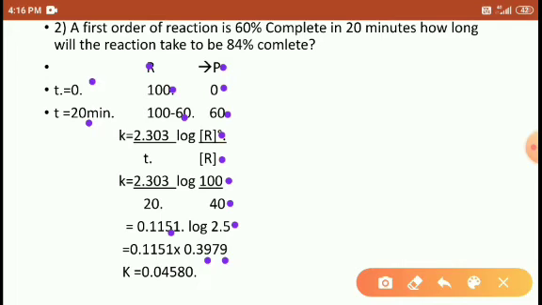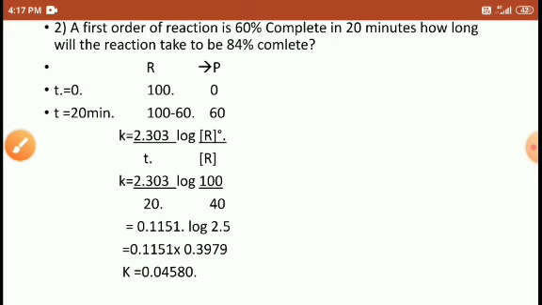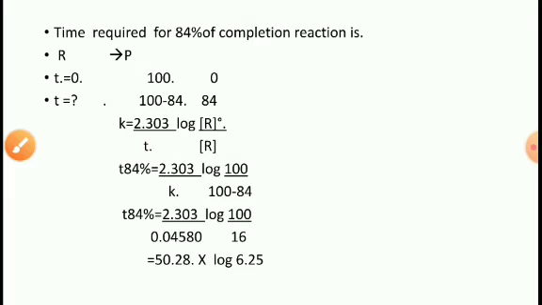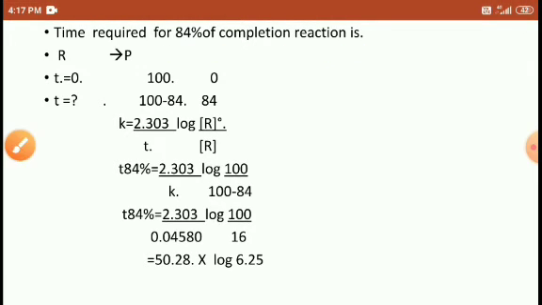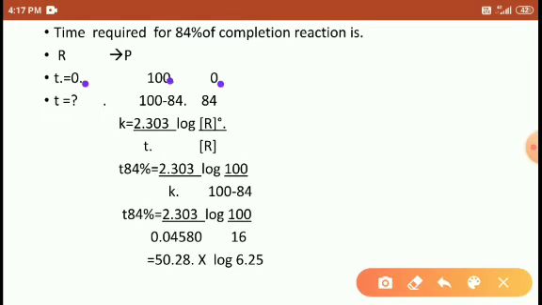And we multiply, you get the K value here, the K value for the 60%. With the help of this value, we have to find the time required for 84% completion of the reaction. Again, reactant turns into product. At T equal to 0 it is 100, and how much time is required? The question mark I mentioned here. Of the 100% of the reaction, 84% is complete.